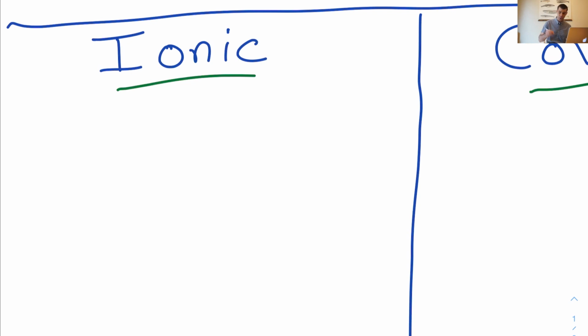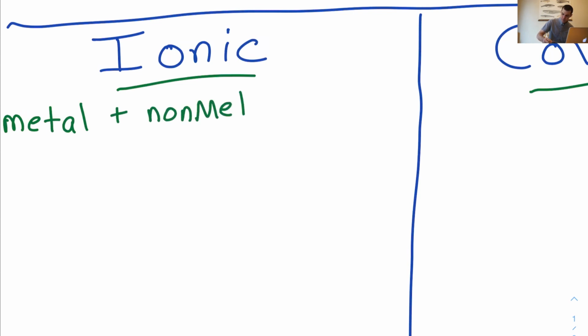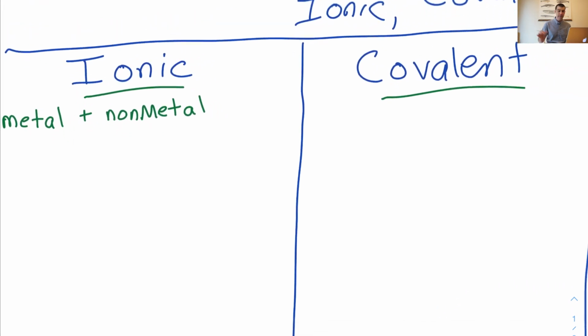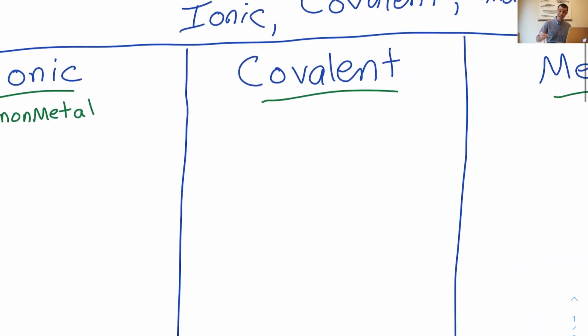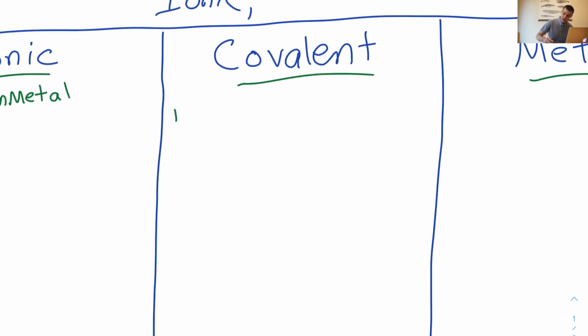Ionic bonds occur between a metal and a nonmetal. Sometimes you'll have a polyatomic ion with that nonmetal, where it's multiple nonmetals put together in some more complex way. But for now, let's just think about it as a metal and a nonmetal. Covalent bonds, on the other hand, these are when we have a nonmetal bonded to a nonmetal.